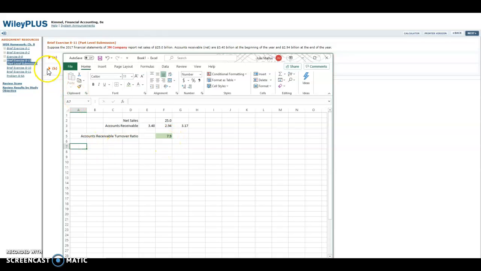Now, B wants us to find the average collection period. So this is really simple. We just take 365 days in a year divided by our accounts receivable turnover ratio. And that tells us how many days. Once again, it asks for 1 decimal point. So we have 46.3 days.